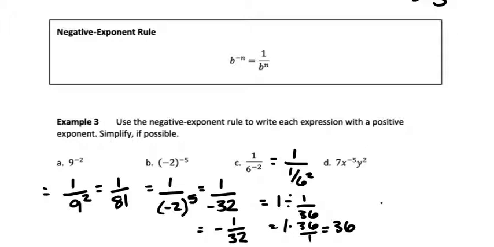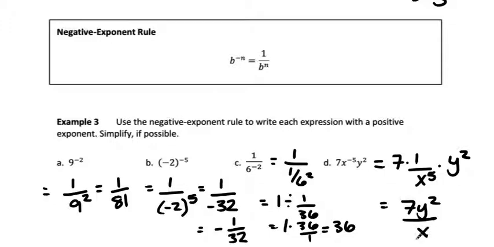And for d, what we would do is the negative exponent here is only on the x. So the 7 stays the 7. The x to the 5th moves to the denominator and becomes positive 5. Y squared here stays as y squared because it does not have the negative exponent. So putting this all together, we would have 7y squared over x to the 5th.